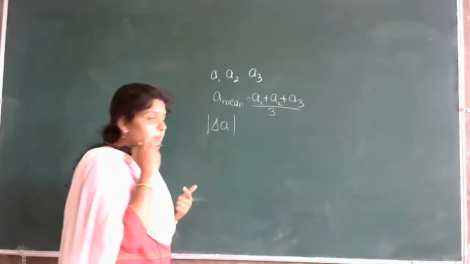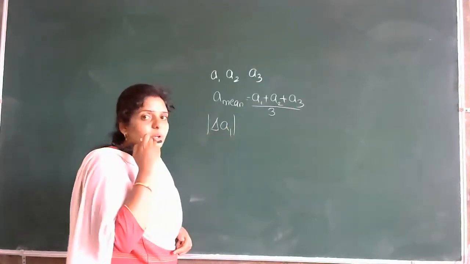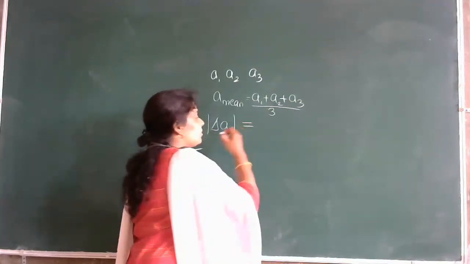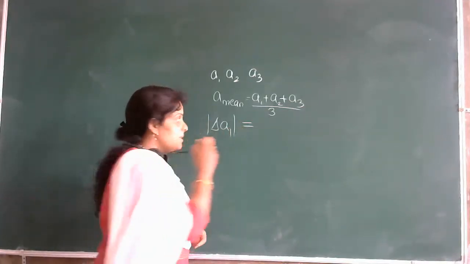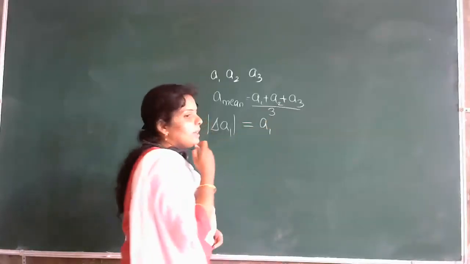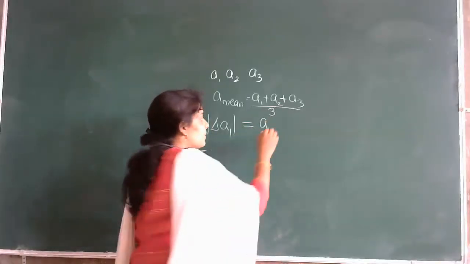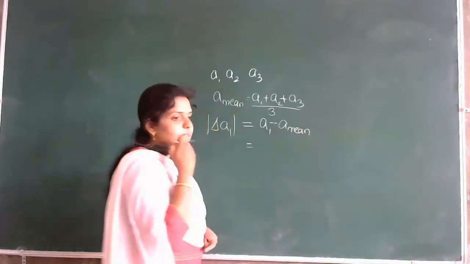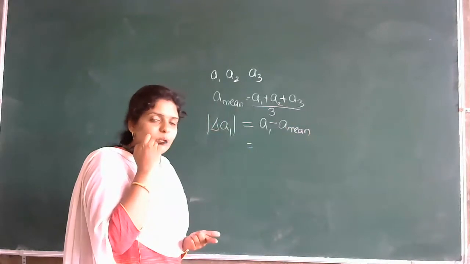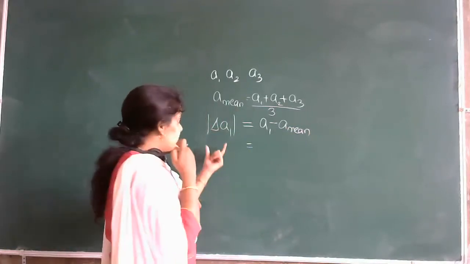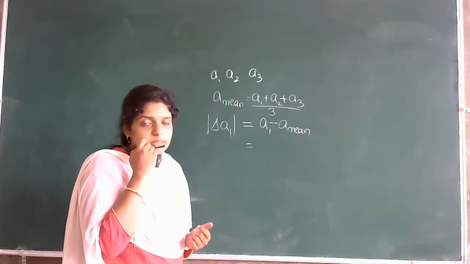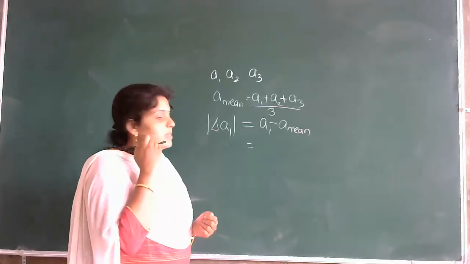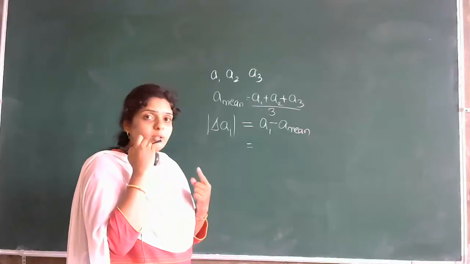So the first term is written as mod of delta a1, which is equal to the difference between the given value, that is the measured value, minus a mean. Whatever answer you get, even if it is negative, you write it as positive because it is in a mod symbol. This modulus indicates that the values are positive. So this is your absolute error of the first term.